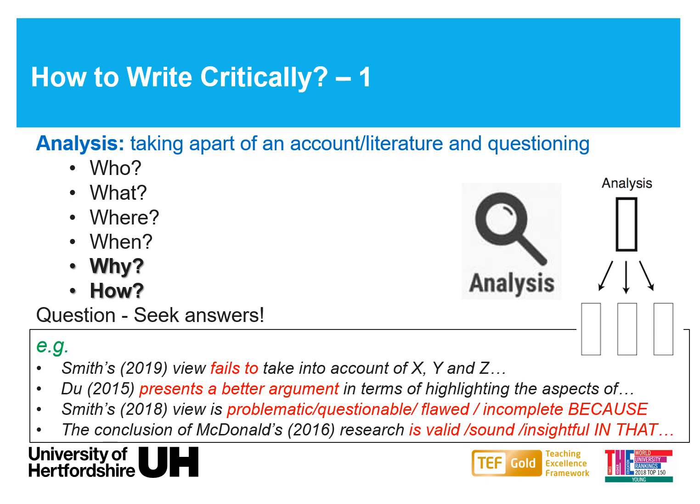You may say Doe 2005 presents a better argument in terms of highlighting the aspect of something, or Smith's view is problematic or questionable or flawed or incomplete because of something. The conclusion of McDonald's research is valid, sound, or insightful in that. So you can take part of an account, looking into the limitations or the significance of something, and then making comments out of it. So this is a way of critical writing.